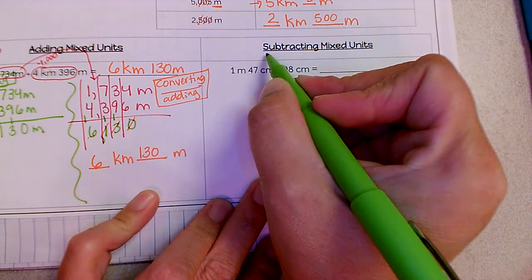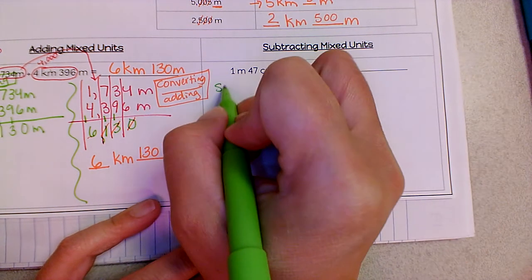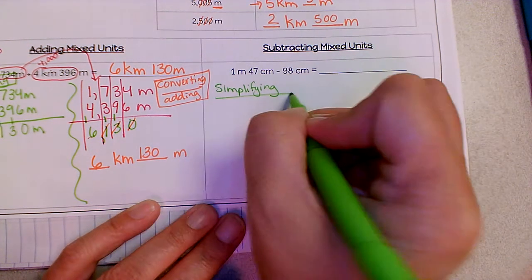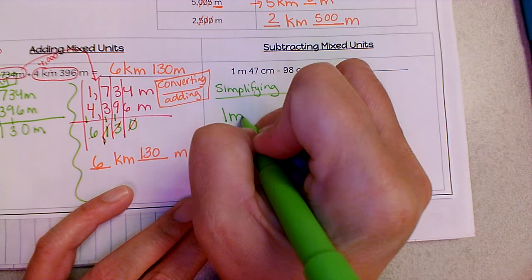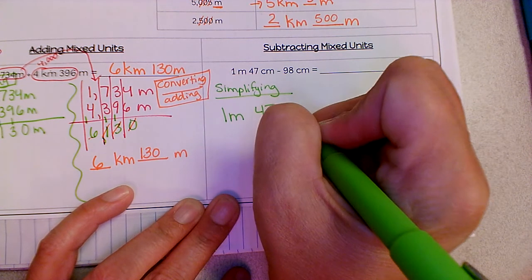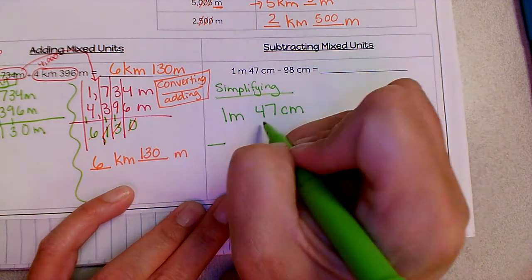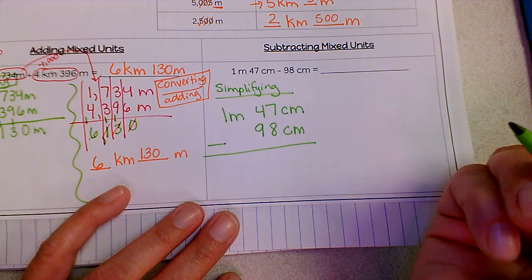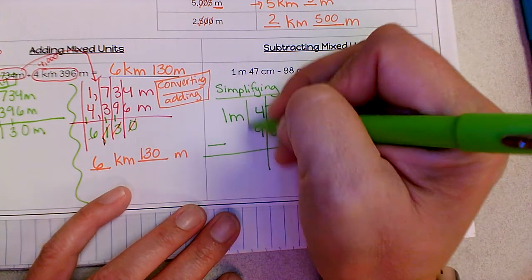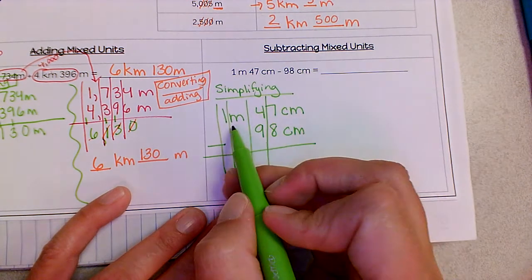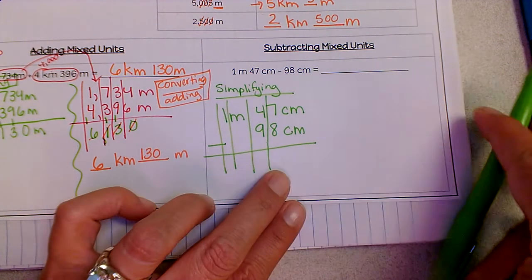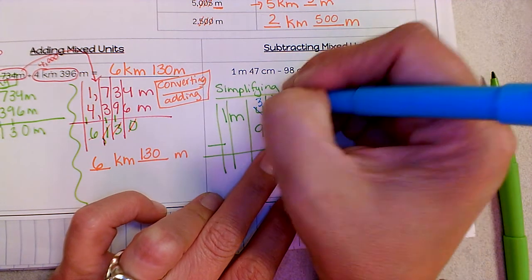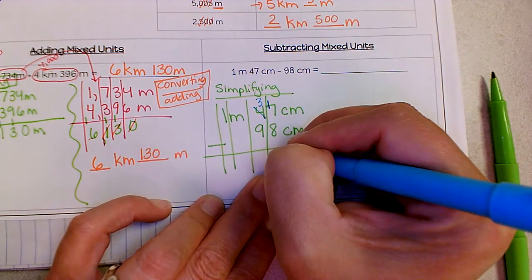Now I am going to be doing subtracting, and I'm going to simplify. I'm going to start with simplify. So I'm going to do 1 meter 47 centimeters minus 98 centimeters. So am I still lining this up like the standard algorithm? Absolutely. If you notice, it still is, but I just have my words in there. Can I do 7 minus 8? No, I have to borrow from this 4. It becomes a 3. This becomes 17. 17 minus 8 is 9.